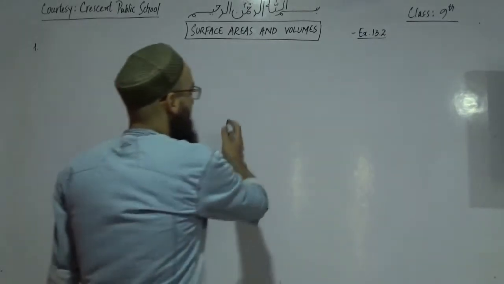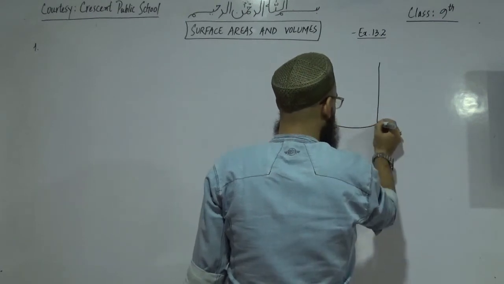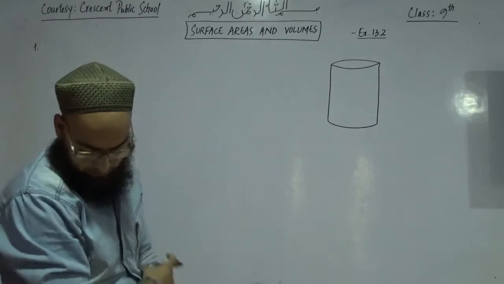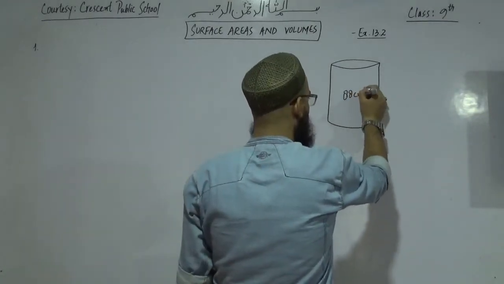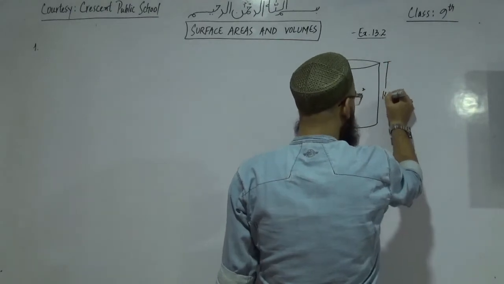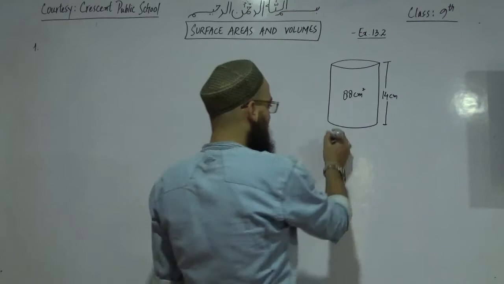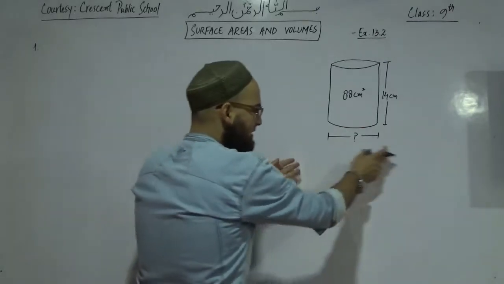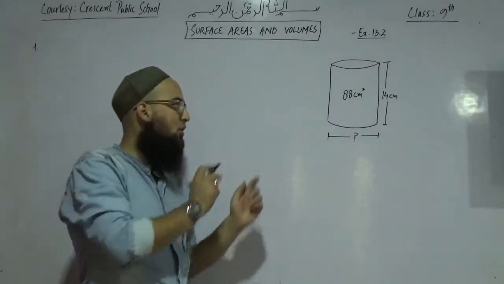So, we are given a cylinder just like this. Its curved surface area is given, and that is 88 square centimeter. Height is 14 centimeter. Find the diameter of the base of the cylinder. You need to find the diameter of this cylinder. You know this is a diameter because the cylinder has two circular ends, and the diameter of the circular end is the diameter of the cylinder.